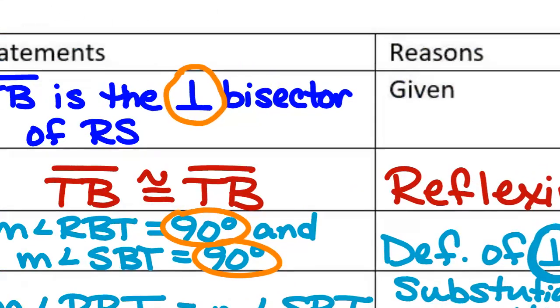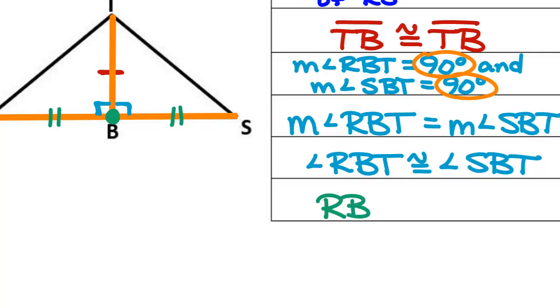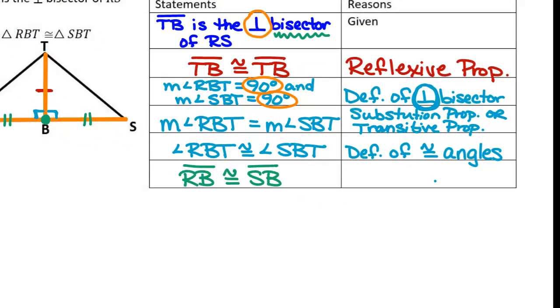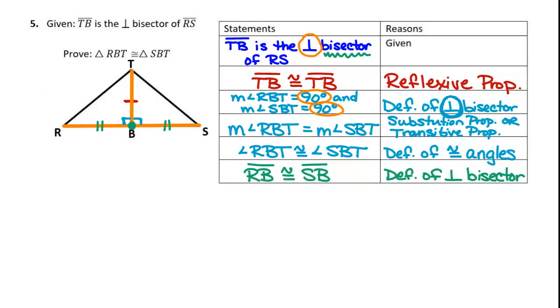All right, so now I want to use the bisector word here. What do bisectors do? They cut things in half. So this line segment TB, right down here at B, is cutting RS in half. If RS is being cut in half, what can I say about those two smaller sides now? They're equal to each other. They're congruent to each other. So RB is congruent to SB. What word told us that? Bisector. So once again, I'm using the definition of a perpendicular bisector. I can't just say definition of bisector because they told me it was a perpendicular bisector. So this is the understanding that I'm using.